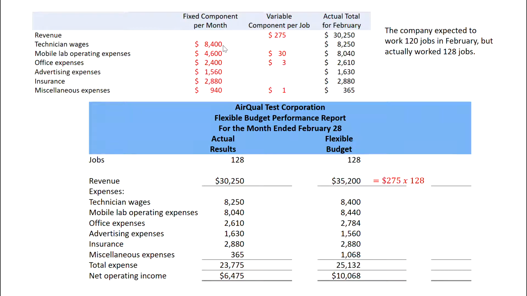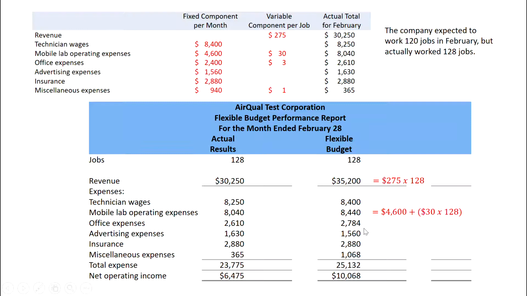Fixed means I don't anticipate that it's going to change based on the activity level, so I can just list it down here. But on the other hand, mobile lab operating expenses has both a fixed component of $4,600 plus a variable component of $30 per job. So I am going to have to flex this. For example, I'm going to take that $4,600 fixed portion plus $30 variable portion times the actual number of jobs, 128, and get a flex mobile lab operating expense of $8,440.